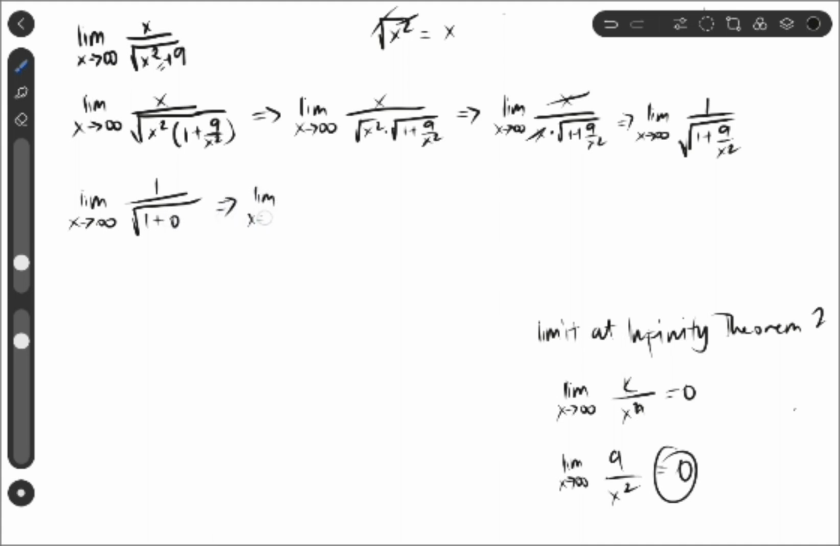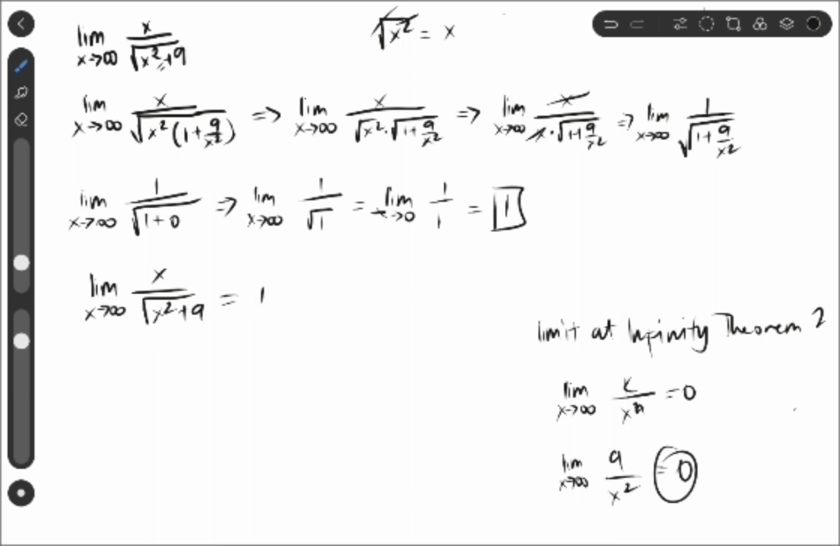The square root of 1 plus 0 is equal to 1. So it will be 1 over the square root of 1. The square root of 1 is 1. So 1 over 1 is equal to 1. The answer is that the limit of x over the square root of x squared plus 9 is equal to 1.